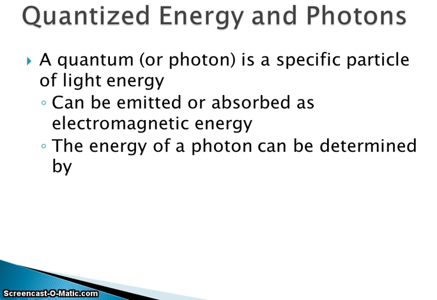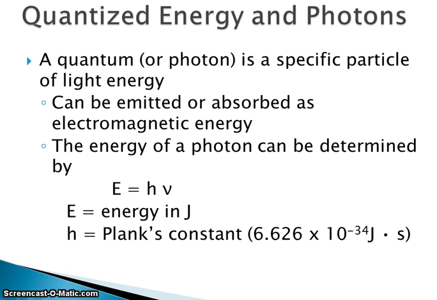The energy of a photon can be determined by an equation, which is called Planck's equation. E stands for energy in terms of joules. H is called Planck's constant. So here's another constant we need to know, and it's 6.626 times 10 to the minus 34 joules seconds. And that nu variable, which we saw in our last equation, stands for our frequency in reciprocal seconds or hertz.